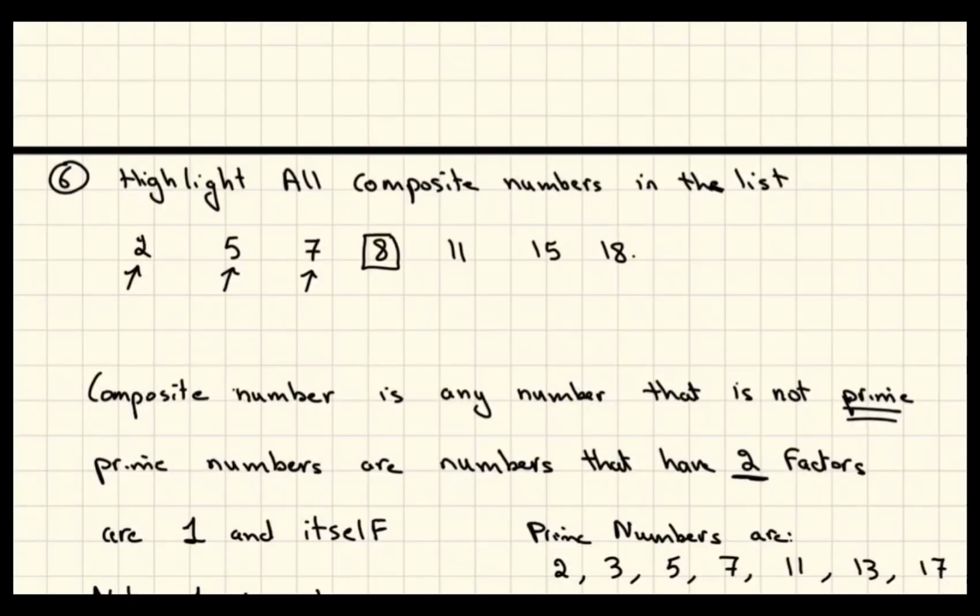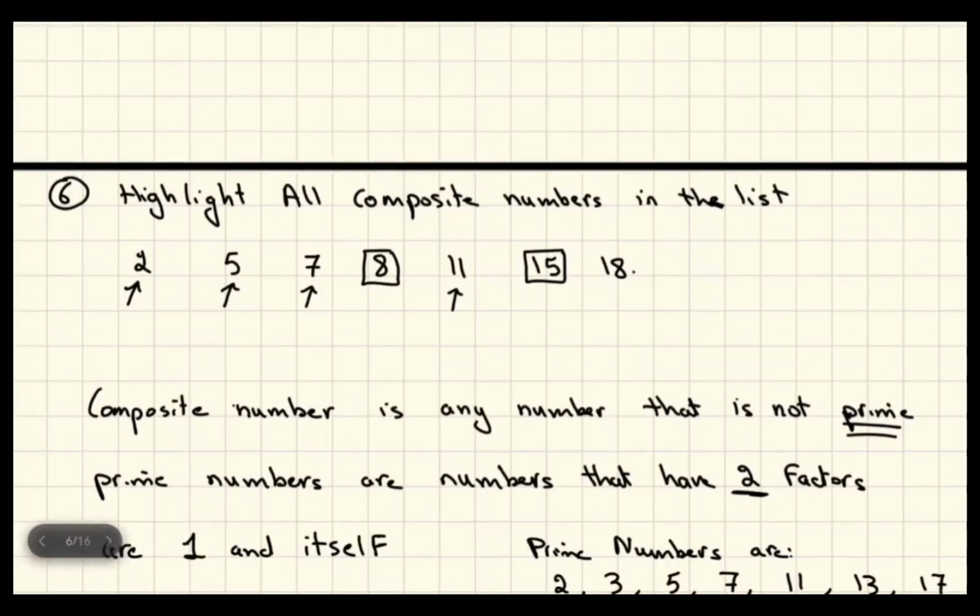So 8 is composite. I know 11 is prime because it's divisible by itself and by 1. 15 is divisible by 5, and also by 3, so it's not prime, it means it's composite. What about 18? 18 is divisible by 2, by 3, by 6, by 9, so it's not prime, it means it's composite. So as simple as this. If you know the prime numbers, directly choose the other numbers that are not prime, and this will be your answer for composite numbers.